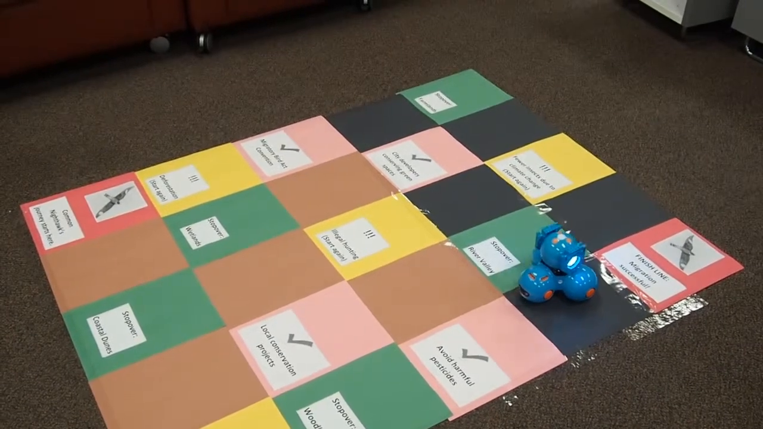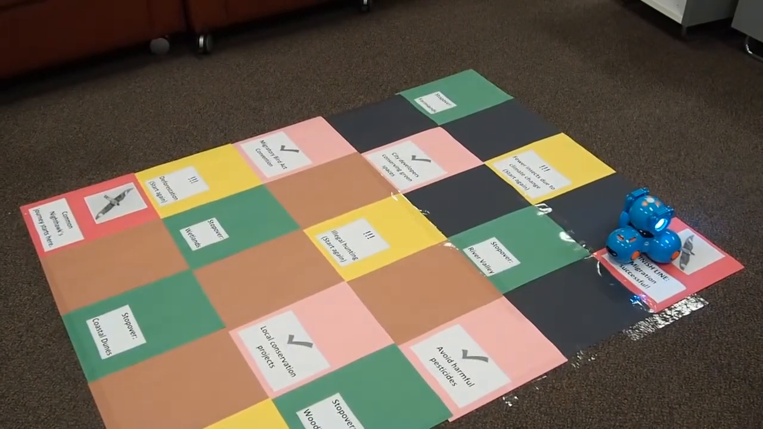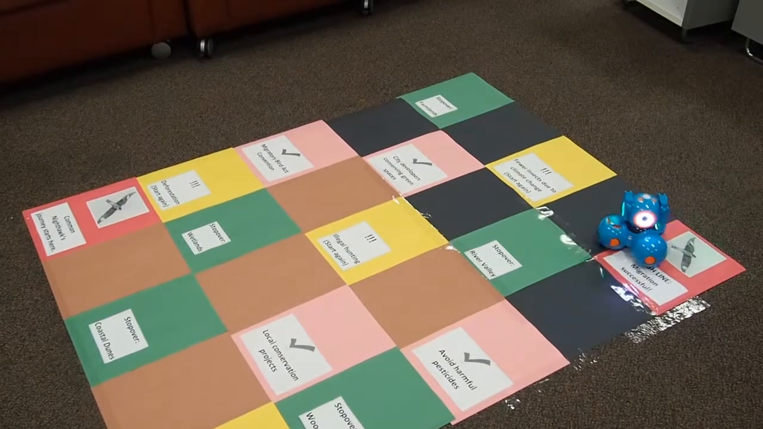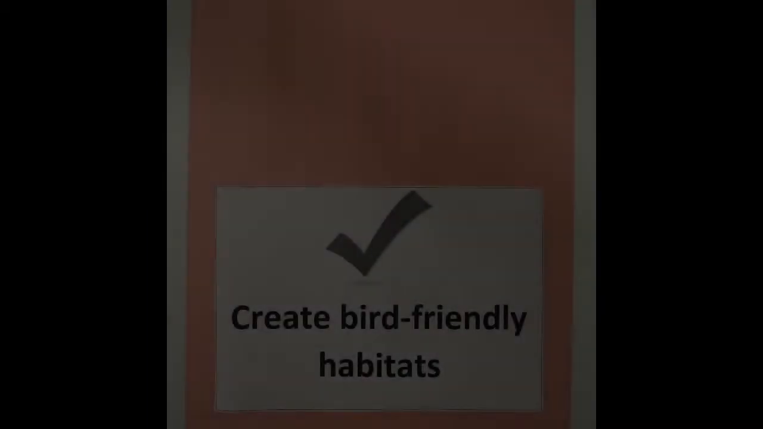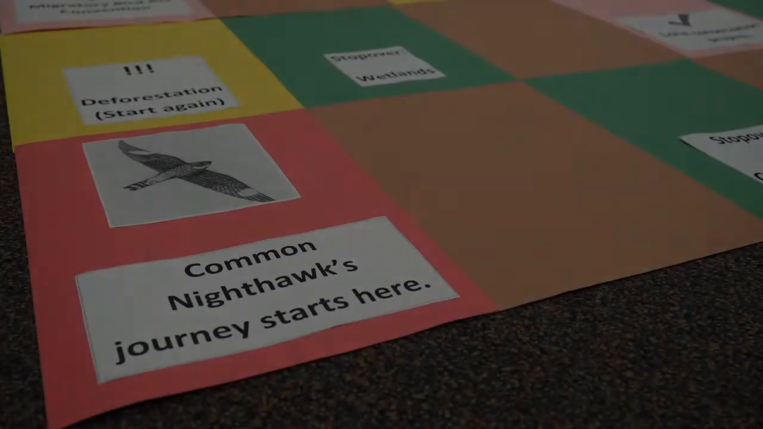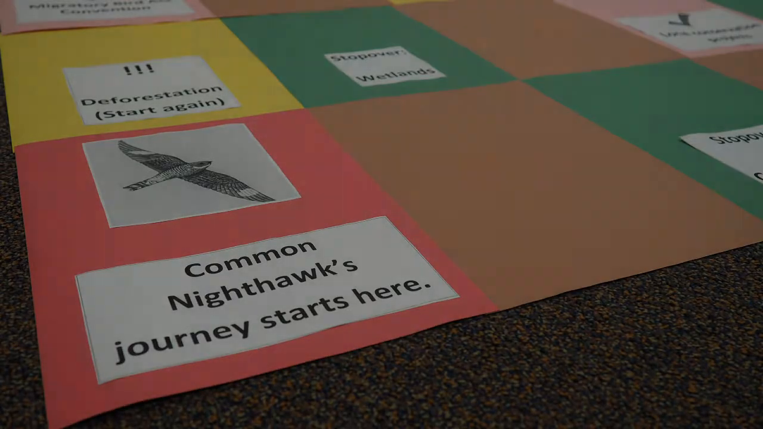Depending on the rules, students may code the robot to play some recorded audio when it lands on a square depicting a safe habitat for common nighthawks, light up when it lands on a solution to protect this migratory bird, or go back to start when it accidentally walks on an obstacle.